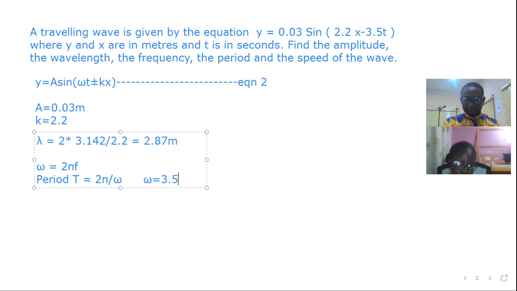Now, the angular velocity there was given to us as 3.5. That's the angular frequency, which is 3.5 radians per second. Now, I want you to slot in the angular frequency. That's 2 times 3.142 divided by 3.5. That gives us the period. So tell us what's the period from there.